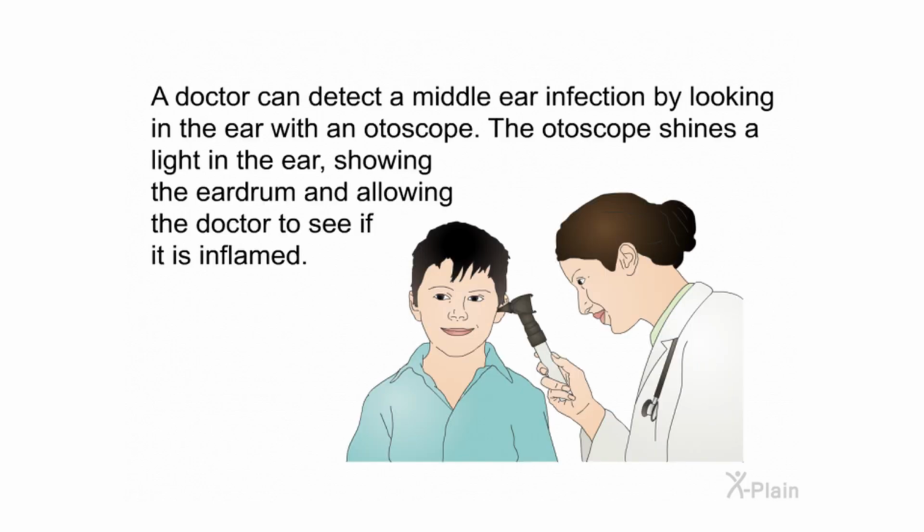Diagnosis. A doctor can detect a middle ear infection by looking in the ear with an otoscope. The otoscope shines a light in the ear, showing the eardrum and allowing the doctor to see if it is inflamed.